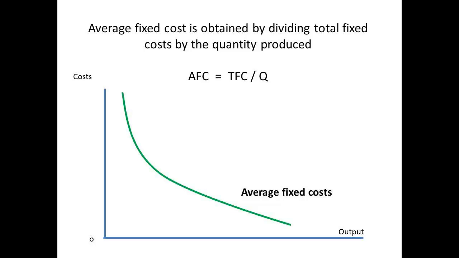Our fixed cost, rent, cost of setting up equipment, and so forth, will be reduced if we produce more. To obtain the average fixed costs, we divide the total fixed costs by the quantity produced. When plotted as a graph, we have a curve that will slope downwards to the right. The more we produce, the lower the average fixed cost.